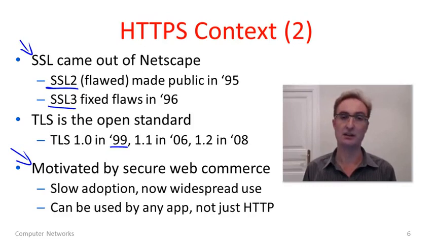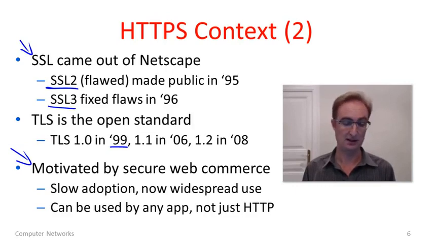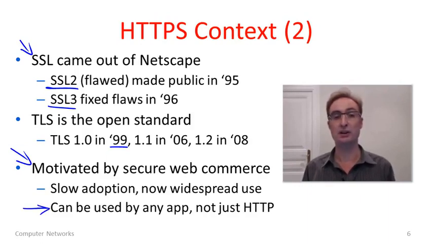The adoption was actually rather slow. Initially it was just used for credit cards rather than everywhere. Partly due to the difficulties of just rolling out any change, partly due to the performance hit that it took to do some of the public key cryptography in HTTPS. Today that's a little less of a concern, and HTTPS is being rolled out really everywhere. It's now in widespread use, and it can be used by any app, not just HTTP. Actually, apps and HTTP are all being blended together.